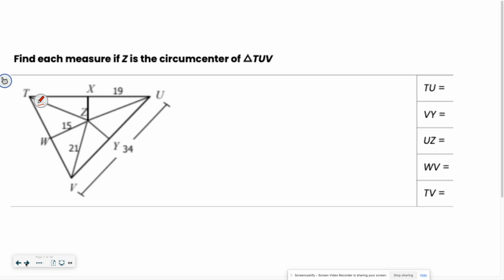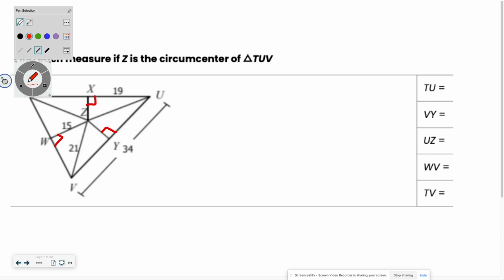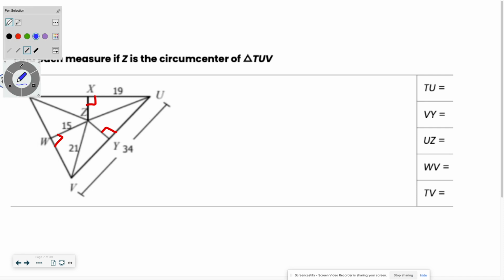So before we even look at that right side, I think we should go around and maybe fill out everything we can. So remember, if Z is the circumcenter, then the 3 segments coming from Z going to the sides of the triangle would be perpendicular, right? And I'm cutting each side in half. So I'm just going to mark all of my right angles. So those are my 3 perpendicular bisectors.